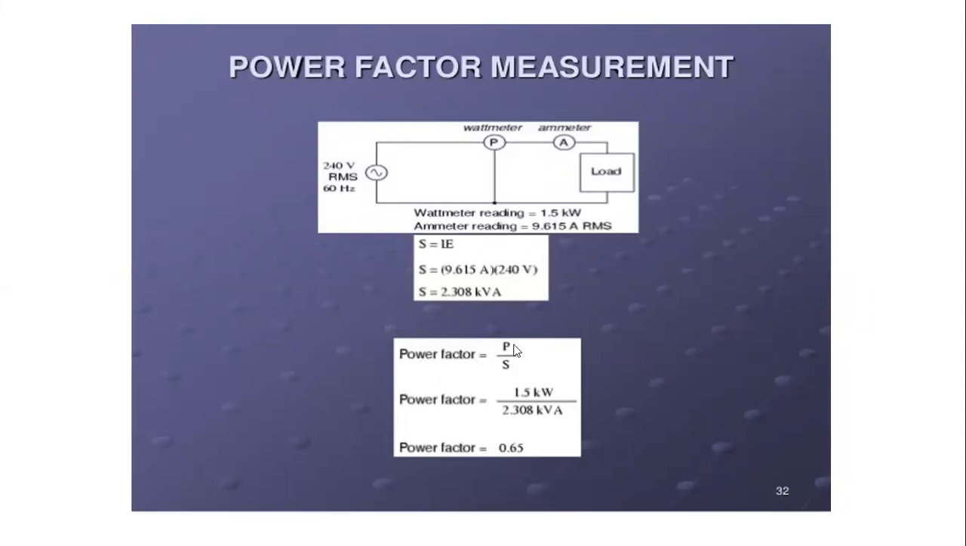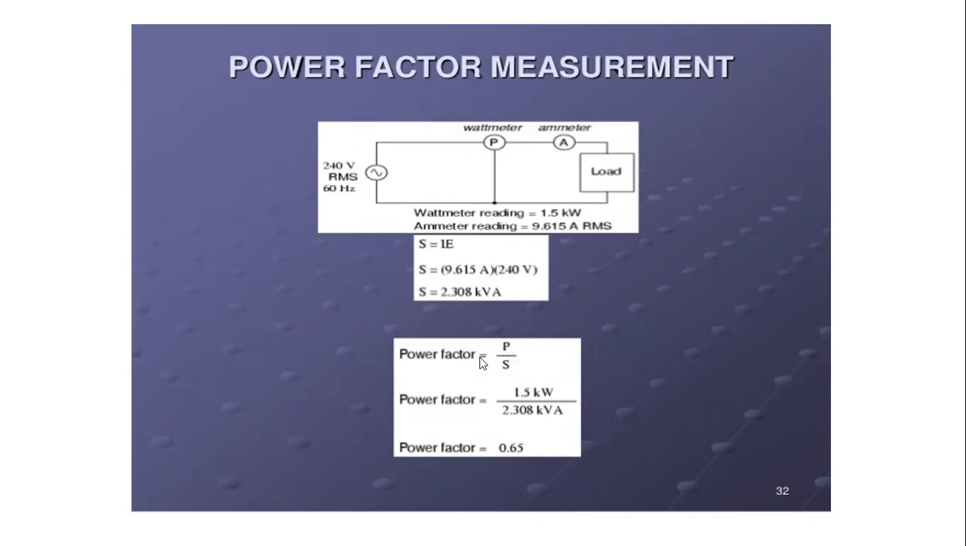Therefore, the actual power is P and the apparent power is S. In this case, we are using the watt meter and the ammeter. S is equal to I into E, where E is the supply voltage, that is 240 volts, and I is the current measured by this ammeter. Therefore, we can easily calculate the apparent power.